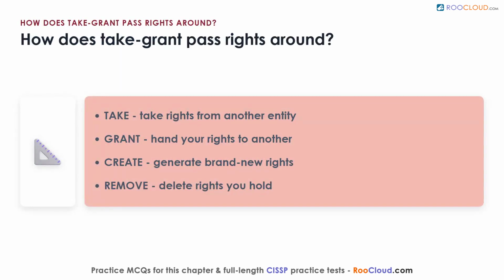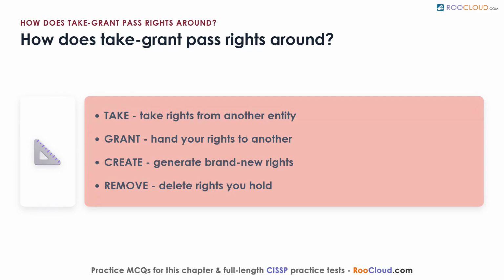So how does the take-grant model pass rights around? It uses a directed graph to describe how permissions travel between subjects and objects, governed by 4 rules. The take rule lets a subject take rights from another entity. The grant rule lets a subject hand its rights to another. The create rule lets a subject generate brand new rights. And the remove rule lets it delete rights it holds. Together, these let you trace exactly when rights can change and where leakage might occur.